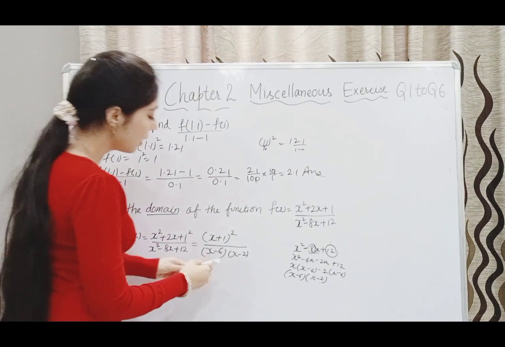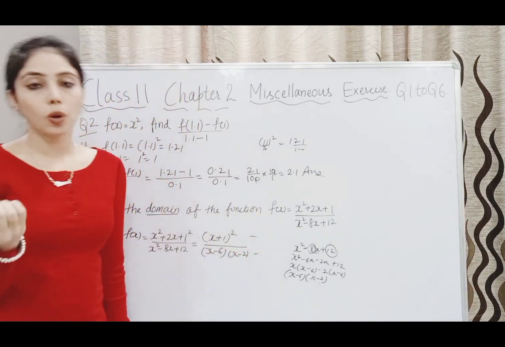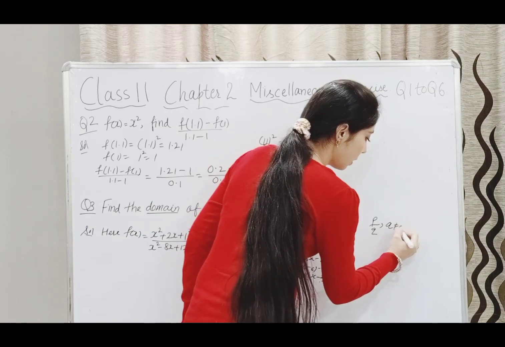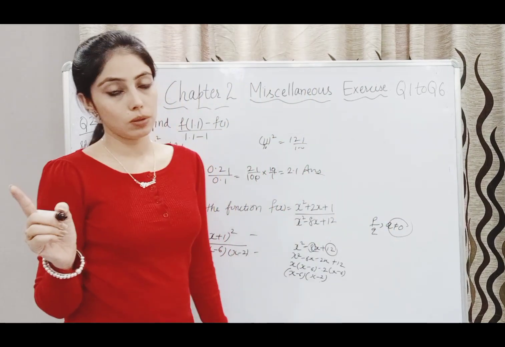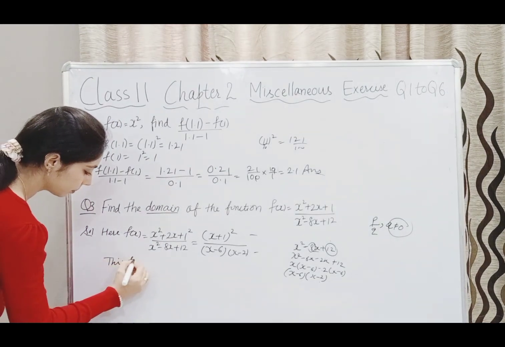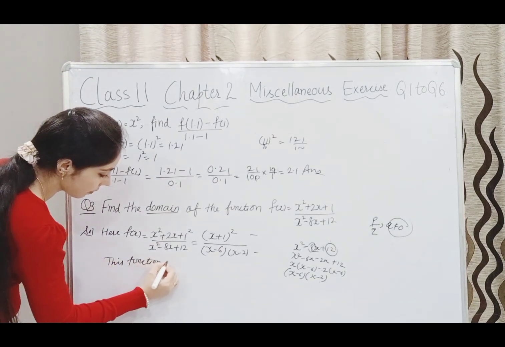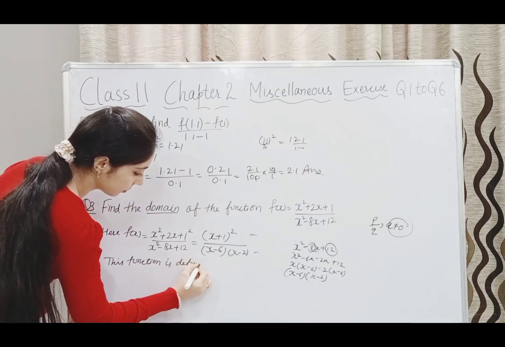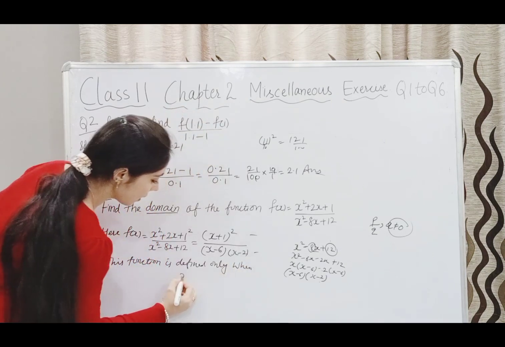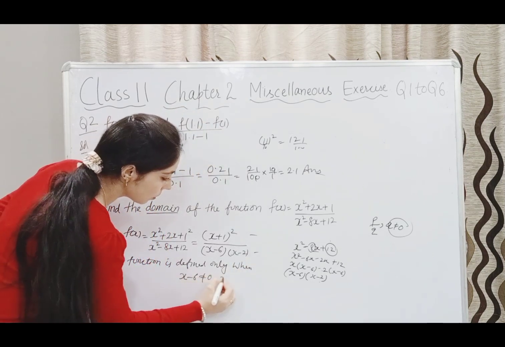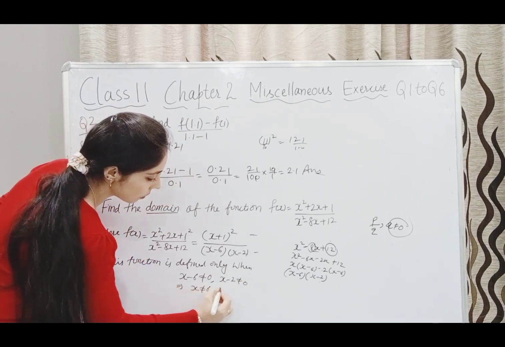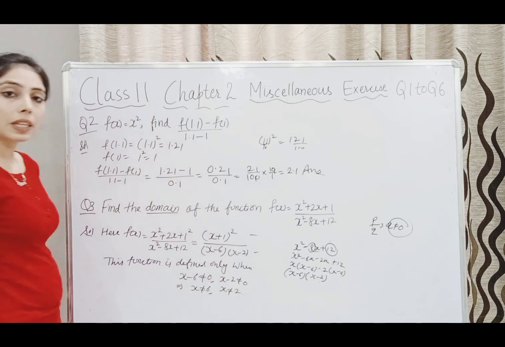So students, here this is a numerator and this is denominator, and we know that a rational number is defined only when denominator is not equal to 0. So this function is defined only when x minus 6 is not equal to 0 and x minus 2 is also not equal to 0. Implies x is not equal to 6 and x is not equal to 2.